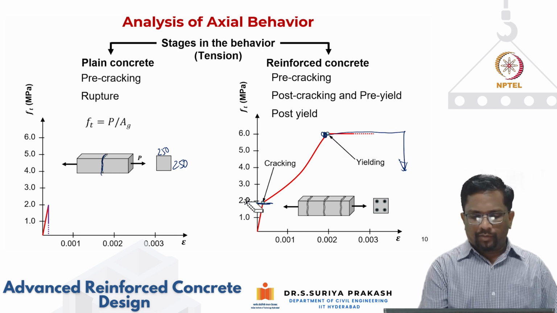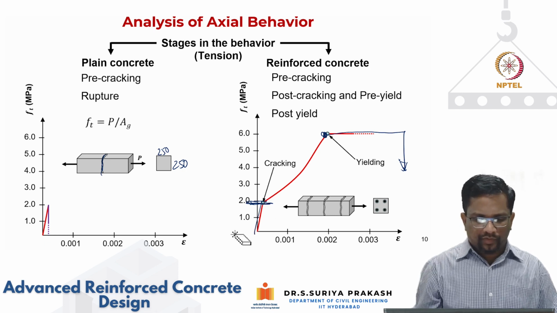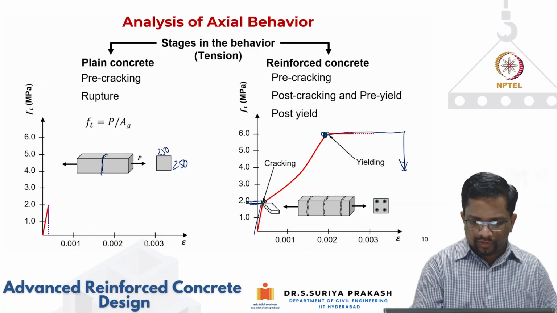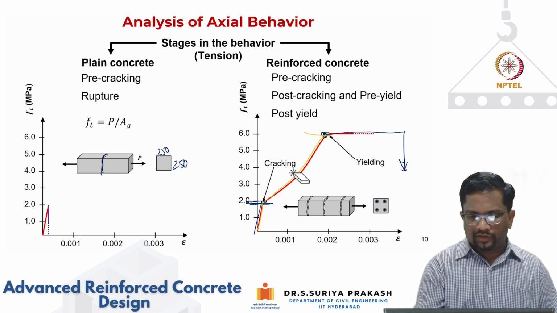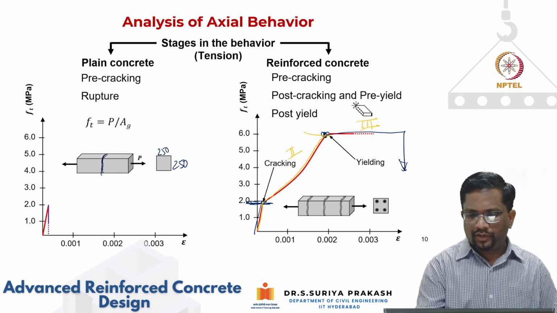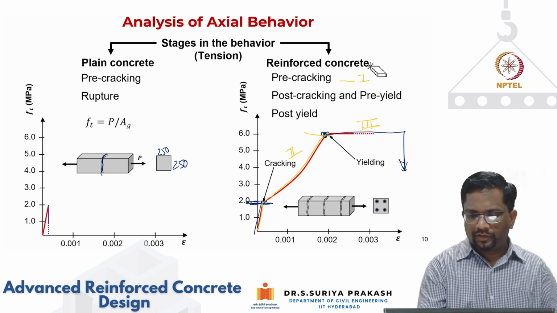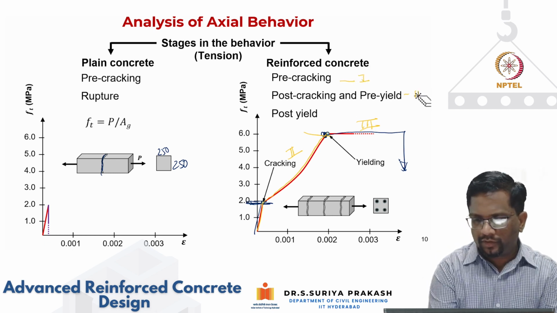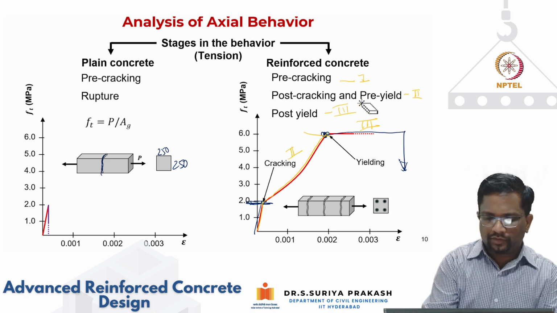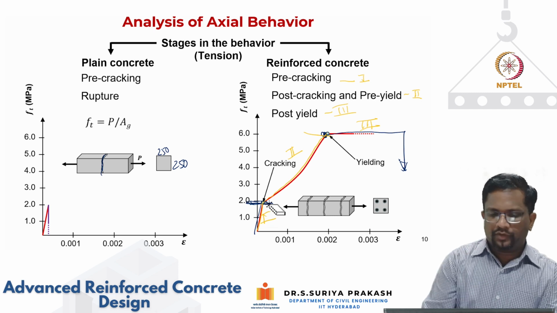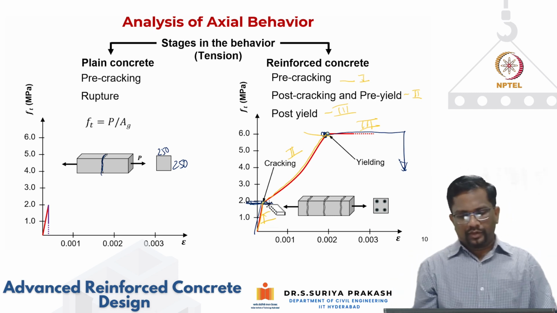Up to pre-cracking, you have one stage, and then you have this. So this is your yield. So this is your stage 2, and this is your stage 3. This is your first stage, this is your second stage, and this is your third stage. So it has three stages. This first stage is where you're going to have large elastic stiffness as a member.